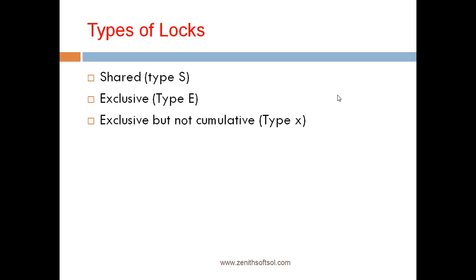What is an exclusive lock? These are used to avoid parallel modification of the data, which means that exclusively locked data can be displayed or modified by only one user. Similarly, the last one, exclusive but not cumulative. This can only be called once, so a lock request will be rejected if an exclusive lock already exists.